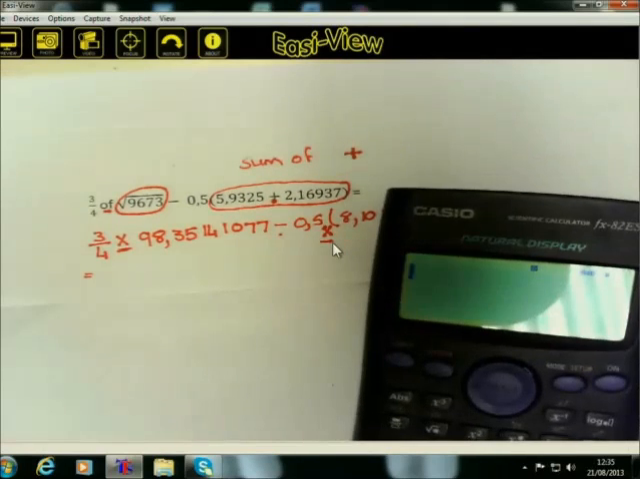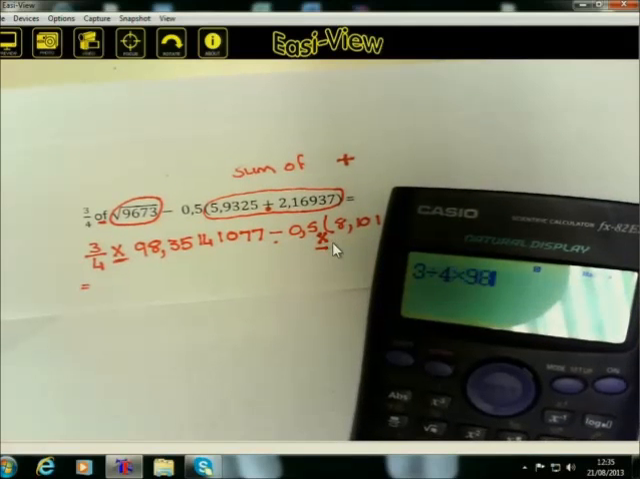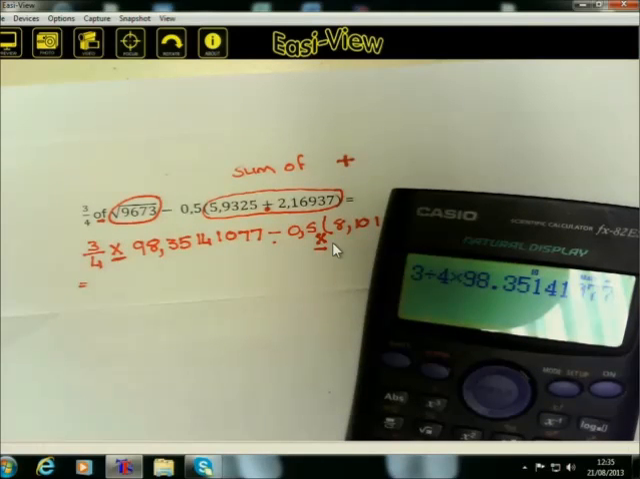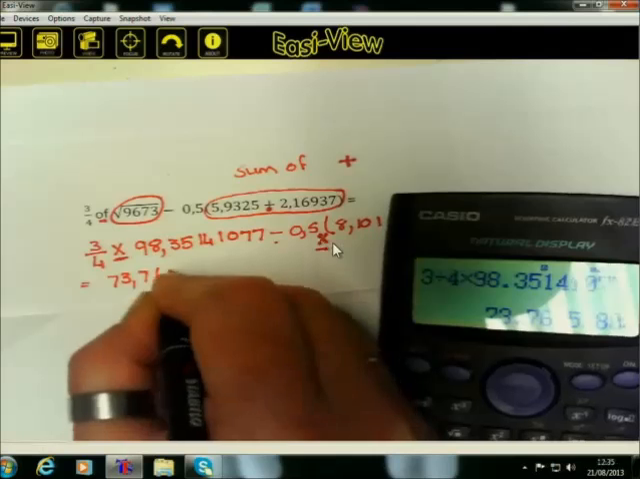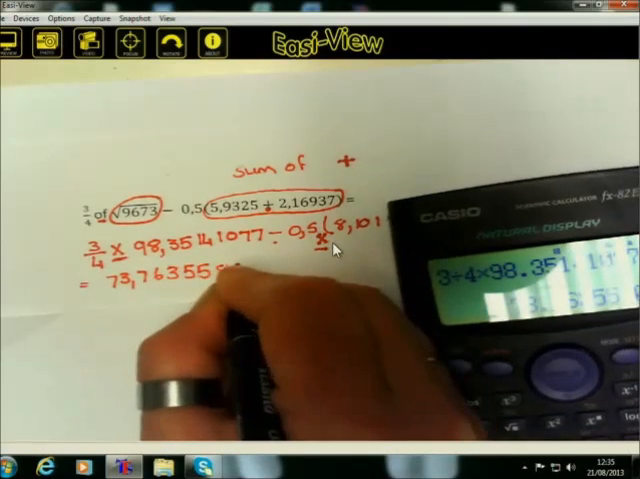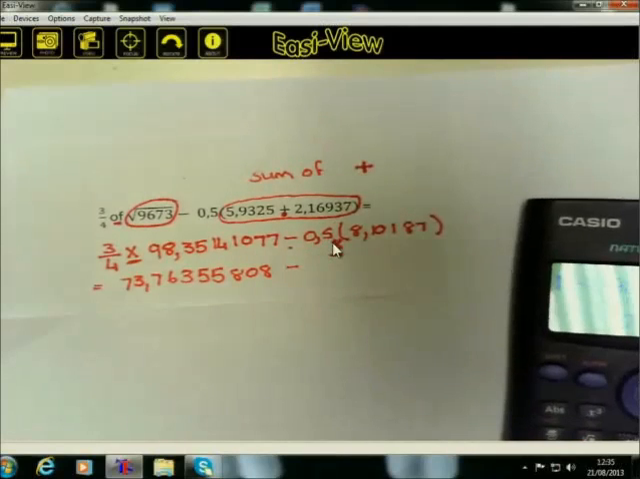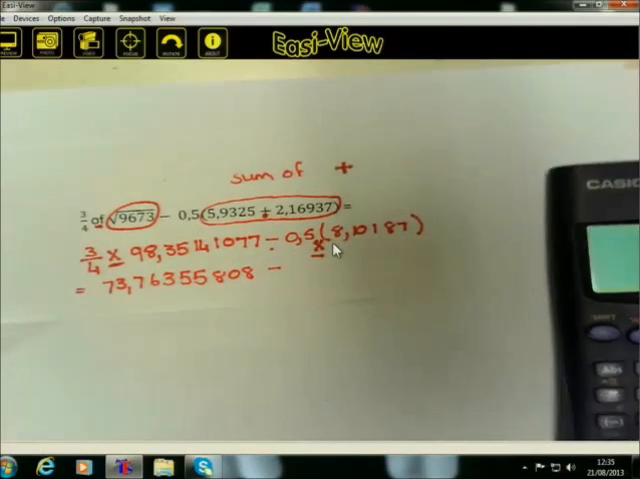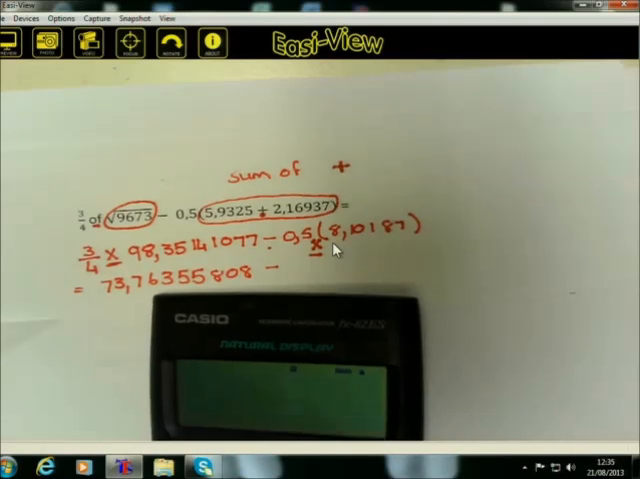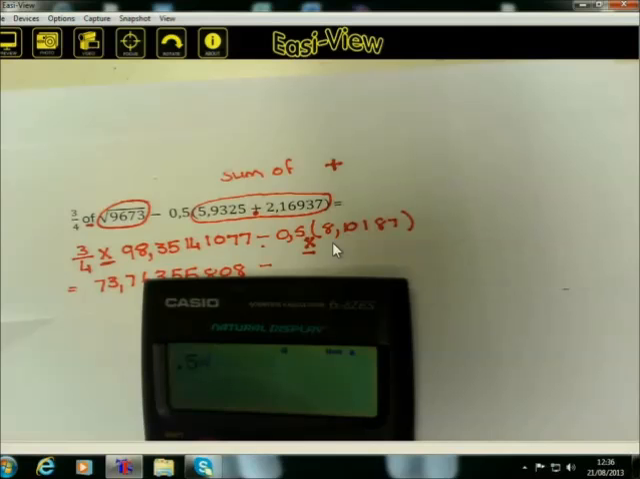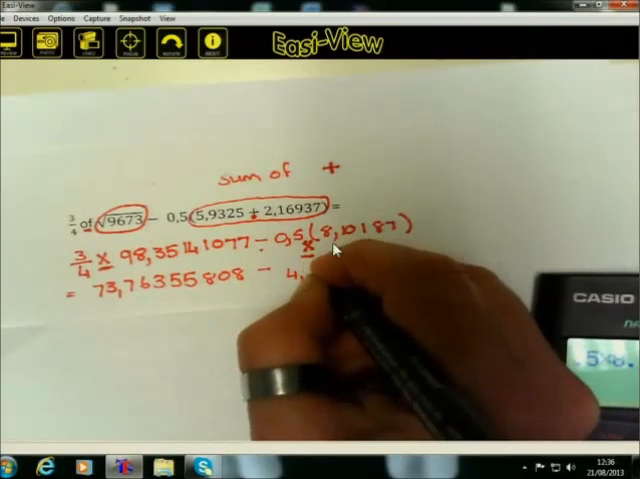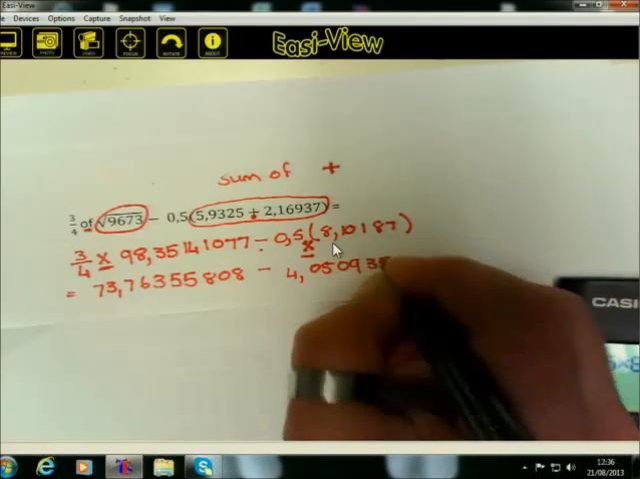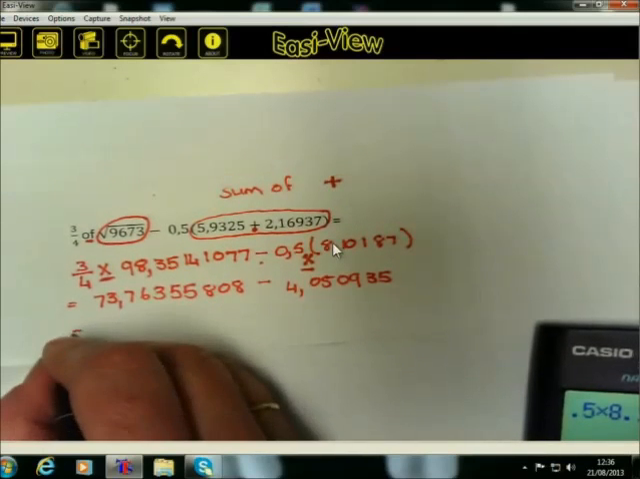3/4, I'm going to use the calculator again. 3/4 of this number that we got when we worked out the square root of 9,673 gives me... and when I work out the last part of the sum, 0,5 multiplied by 8,10187, my answer is 4,050935.